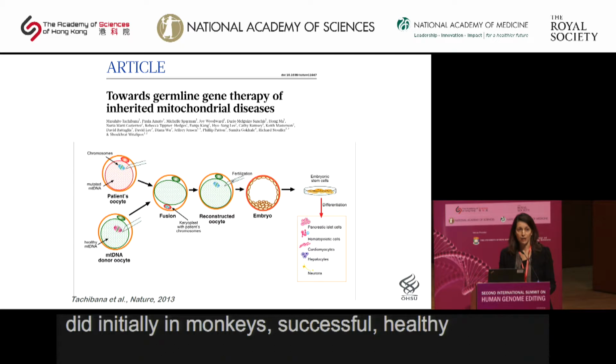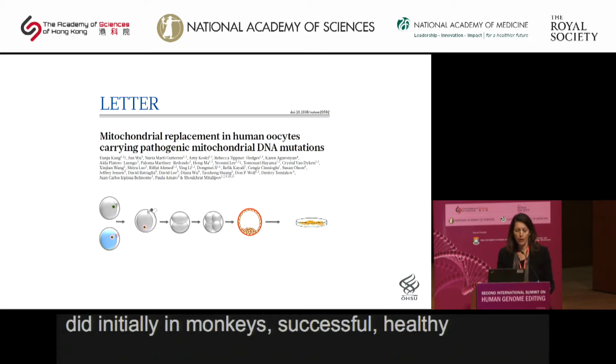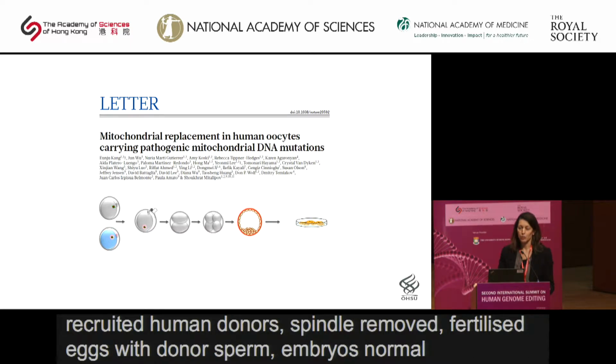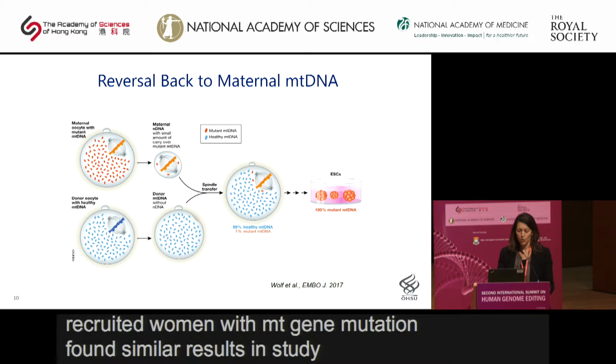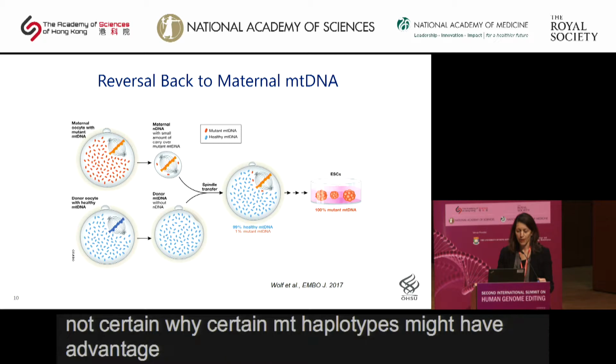We initially did this in healthy young women, and then we recruited women who actually carried a mitochondrial gene mutation, repeated the same study, and found similar results. In some cell lines, we did observe reversion back to the original mitochondrial DNA haplotype, about 15% of cases. We're not sure yet why this happens. We think that certain mitochondrial haplotypes might have a replicative advantage, but certainly it is important in terms of counseling patients, if this were to move to the clinic, that this is a possibility. It may be that haplotype matching, similar to what we do for organ transplantation, might be necessary.